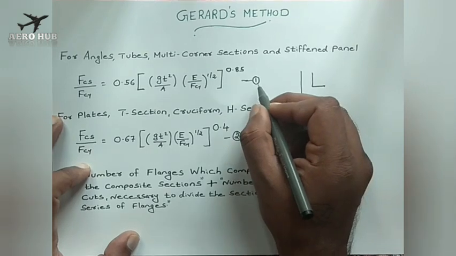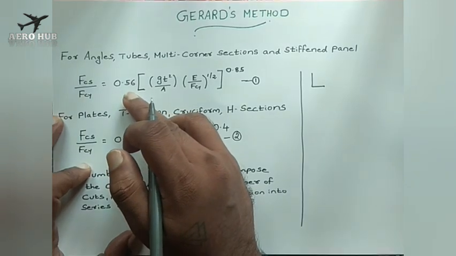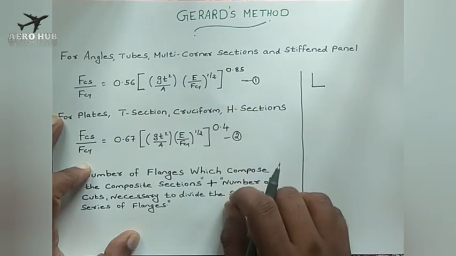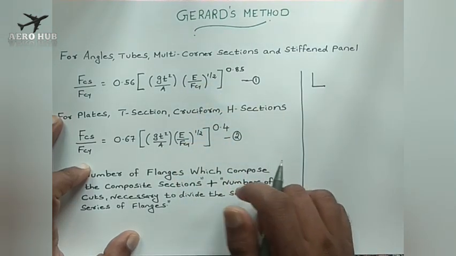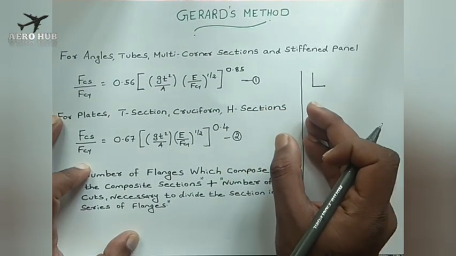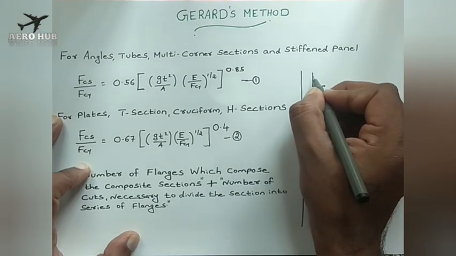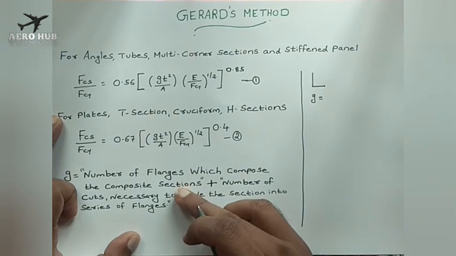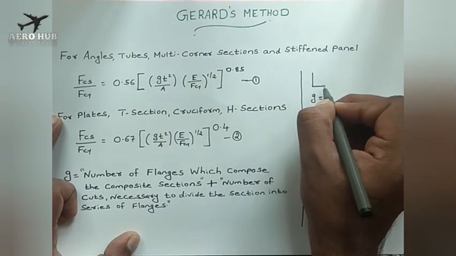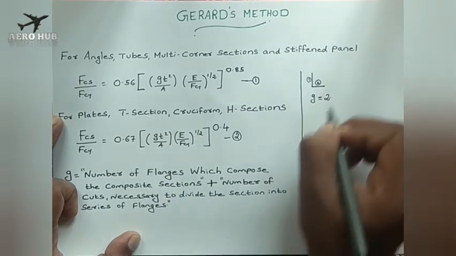For most cases, we will be using equation number 1, that is FCS by FCY equals 0.56 GT square by A into E by FCY, all power 1 by 2, the whole power 0.85. This is the equation for angles. So we divide the sections into a number of angles. The value of G is the number of flanges contained in the section plus the number of cuts. In this case, we are not making any cut for the angle section, so we have flange 1 and flange 2, and the value of G is 2.